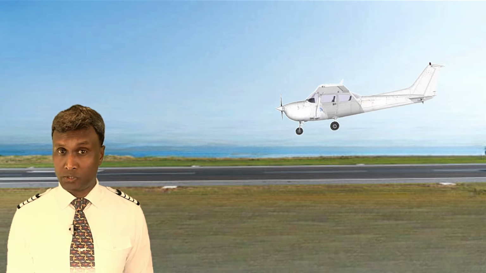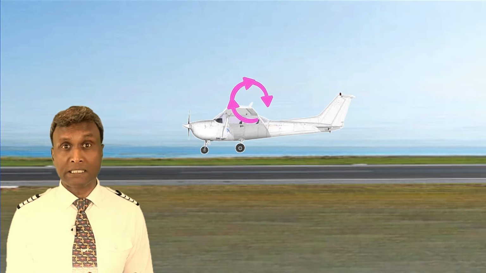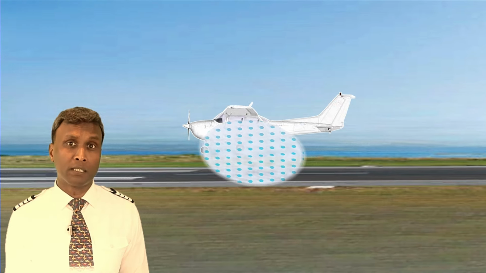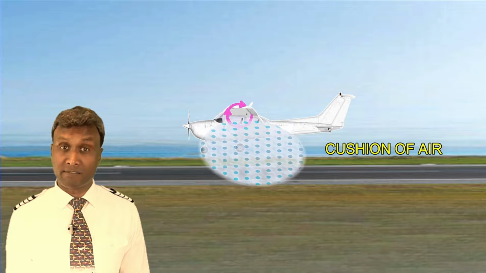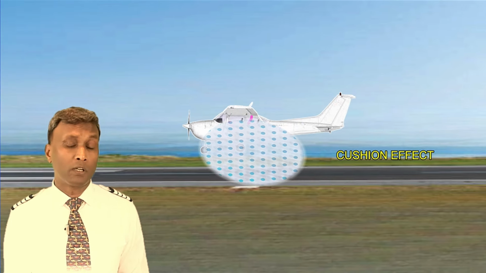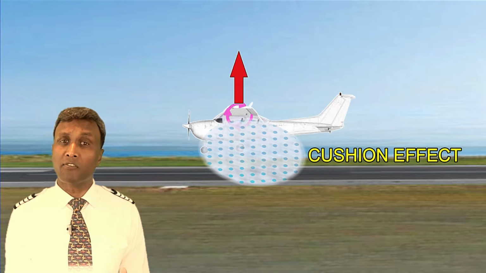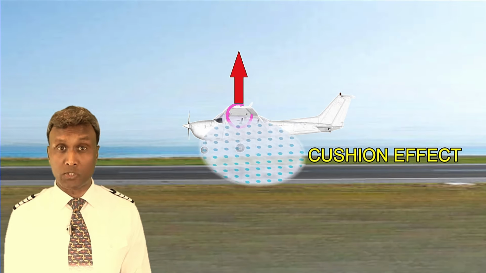As the aircraft approaches the ground, the air that is normally spilled around the wingtips, that is the wingtip vortices, is trapped, creating a cushion of air beneath the wings. This cushion reduces induced drag and increases lift, making the aircraft more efficient in terms of lift-to-drag ratio.